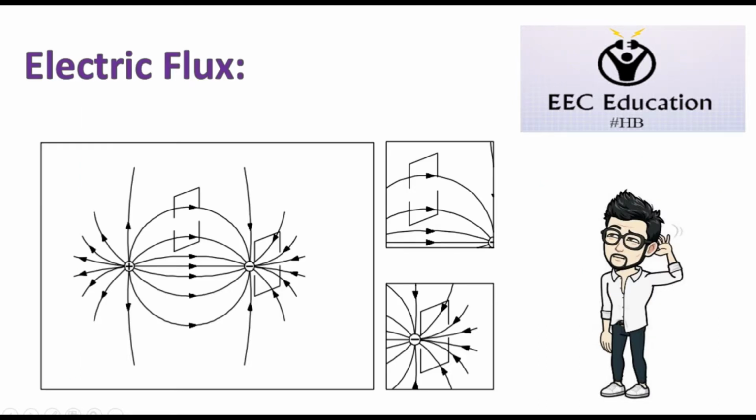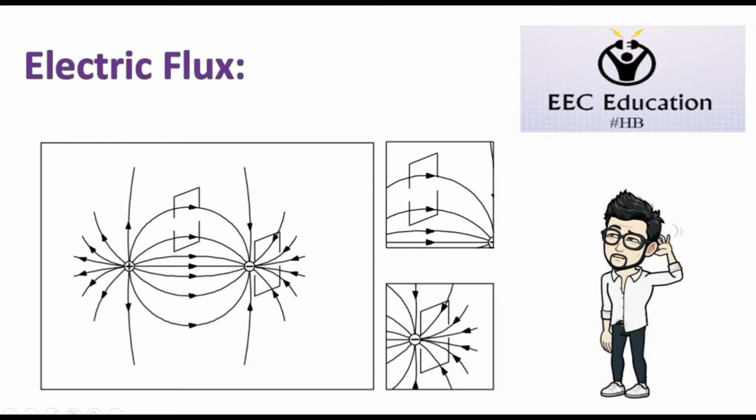Before explaining Gauss law, we have to understand what electric flux means. The flux of any vector quantity through an area is the product of the area and the component of the vector at the right angle to the area.